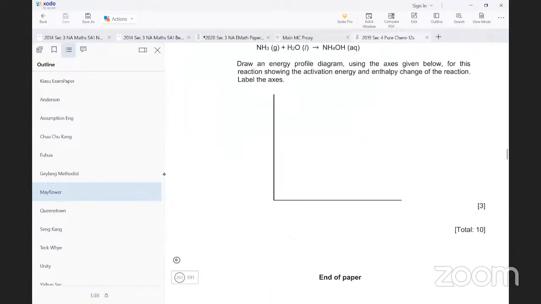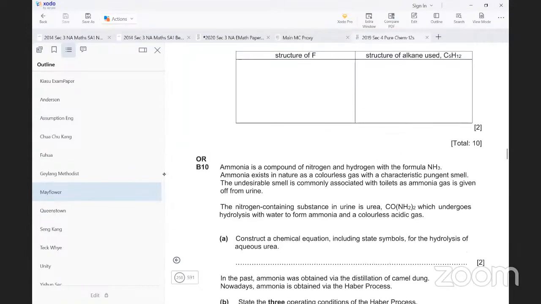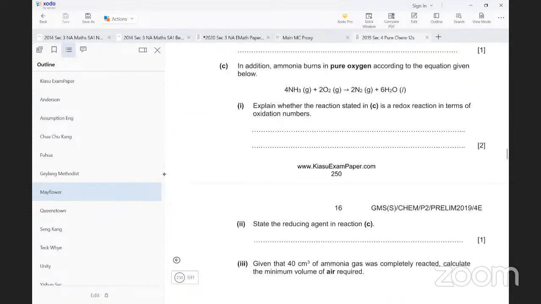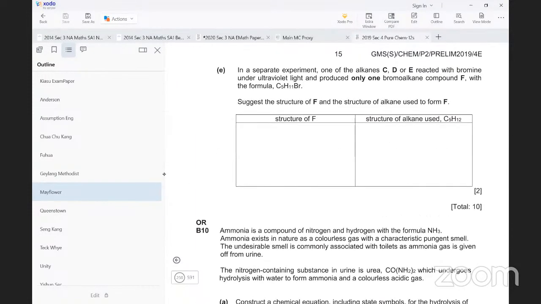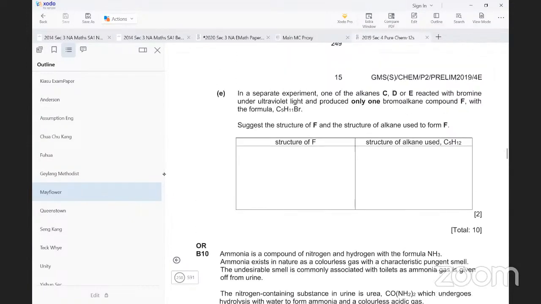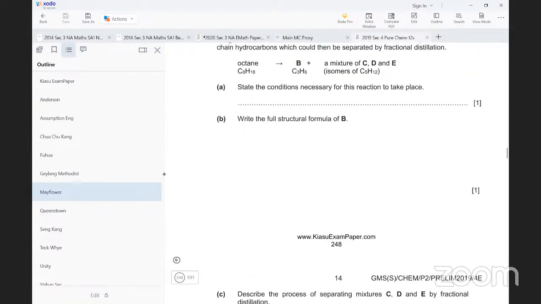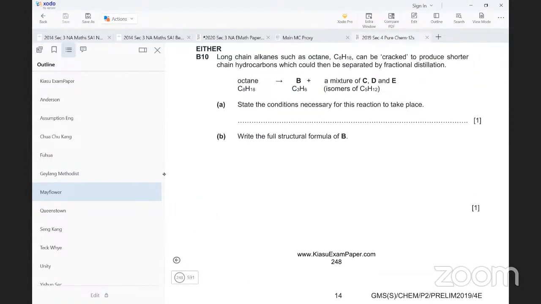There you go. All right, so end of paper, that's your B10, no? B10, total 10, right? That's your optional one, right? One of them will be OChem. Ta-da, there you go. That's your OChem. So far, so good? Yep.